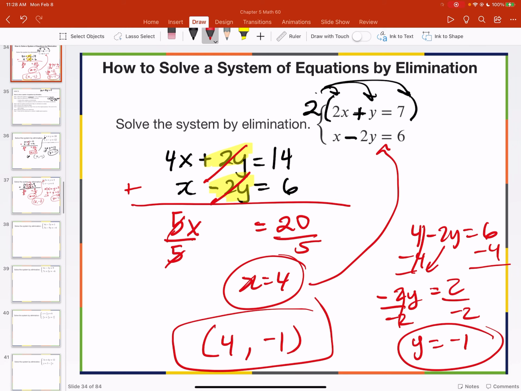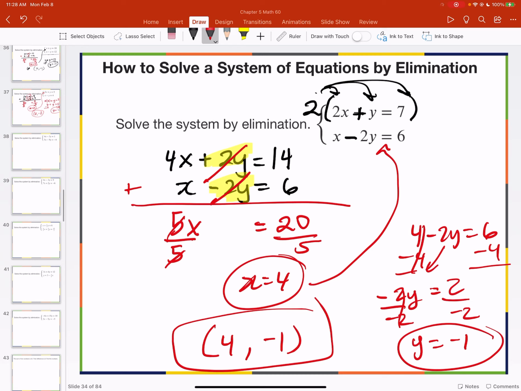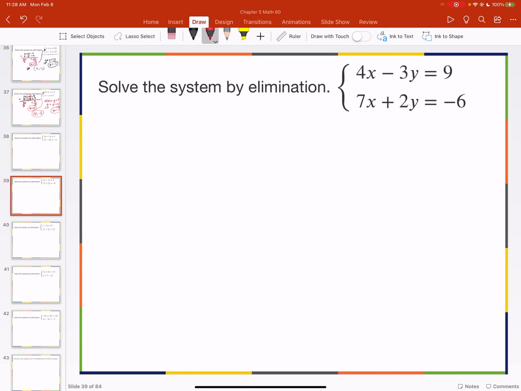So I think we could do that. Let's see here. Let's do one with fractions. Or actually, let's see. What else could I do? Let's see. Let's try this one. Okay, now this one, there's not one step that we need to do.